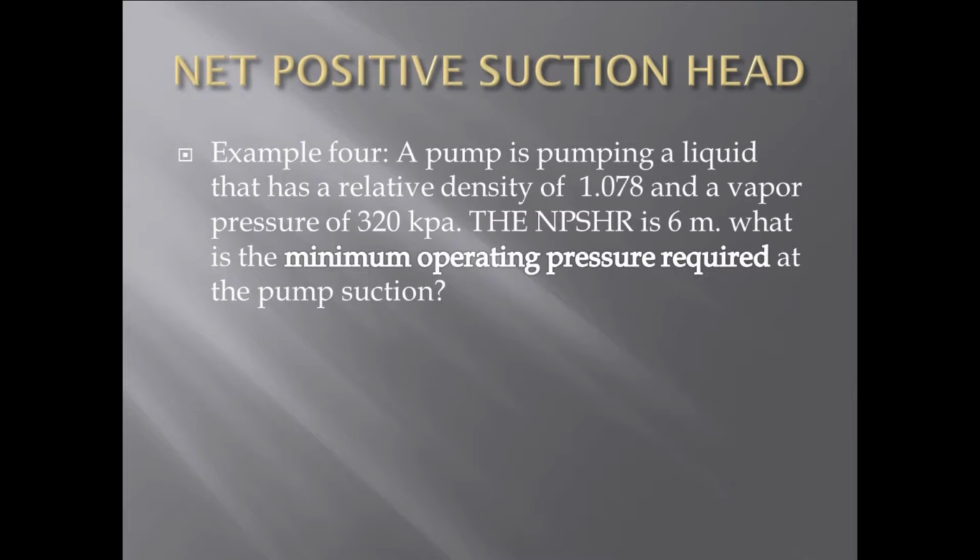Example 4. A pump is pumping a liquid that has a relative density of 1.078 and a vapor pressure of 320 kPa absolute. The net positive suction head required is 6 meters. What is the minimum operating pressure required at the pump suction?